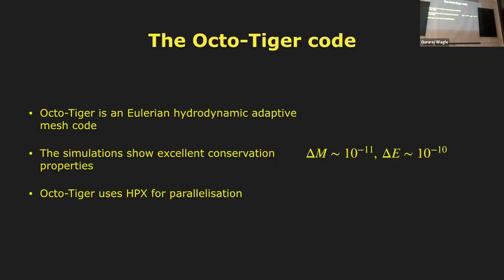So why use Doppler Tiger? First, it is a GUI-based code which has an adaptive mesh refinement, so you can resolve different regions of the simulation at different resolutions.